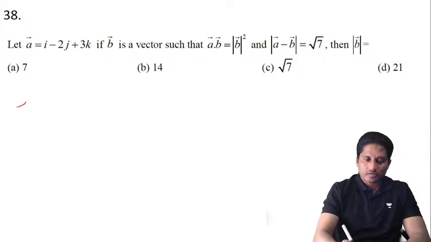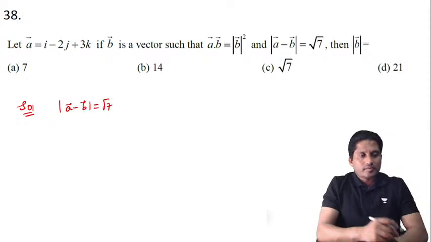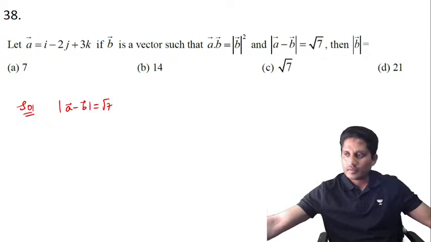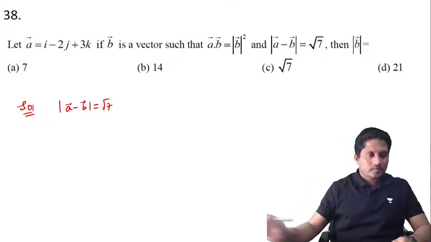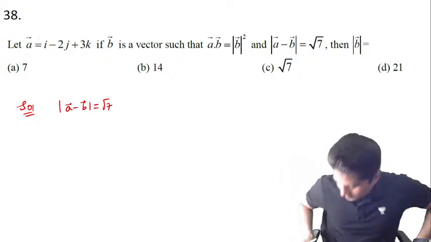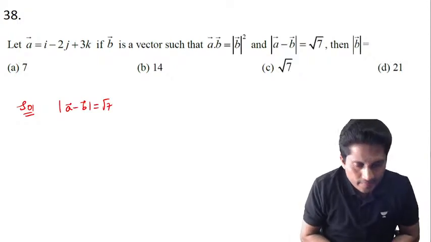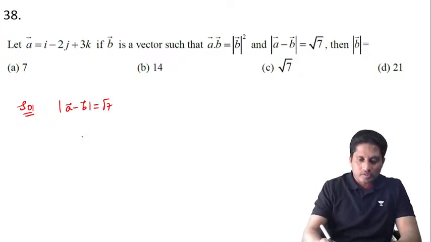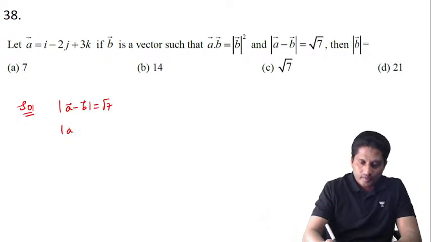See, modulus of a minus b is equal to root 7, right? If you square on both sides, you get mod of a minus b the whole square is equal to 7, right?